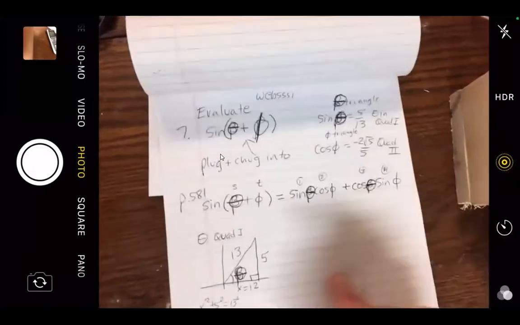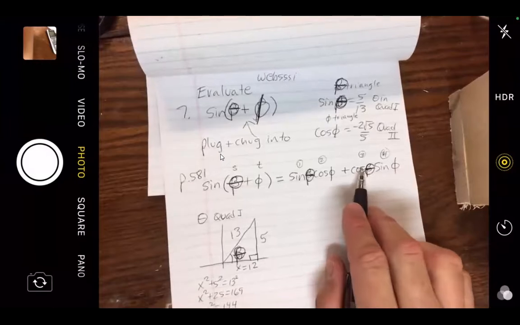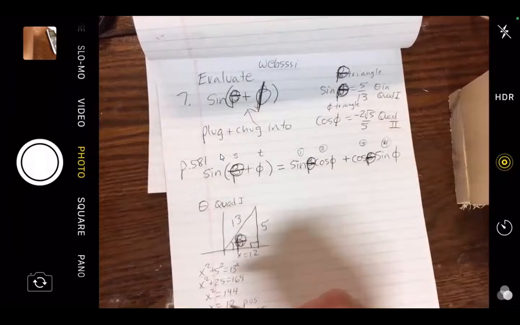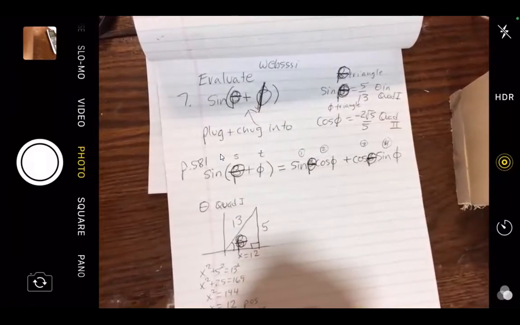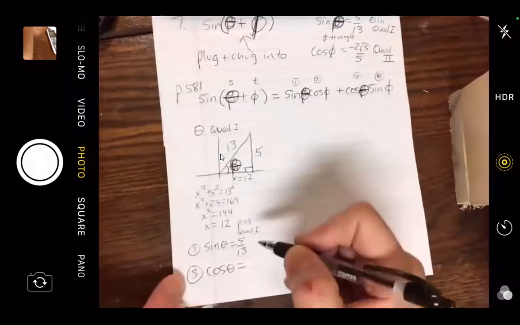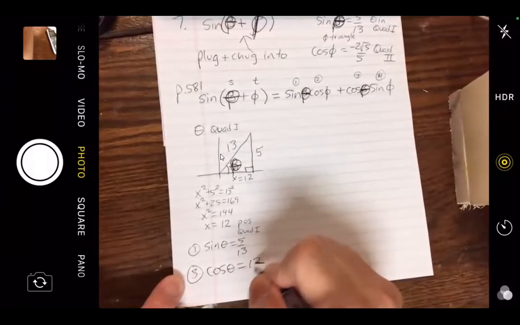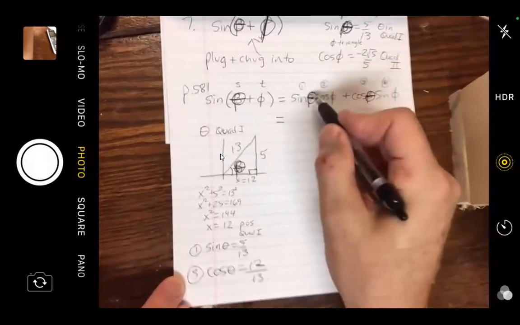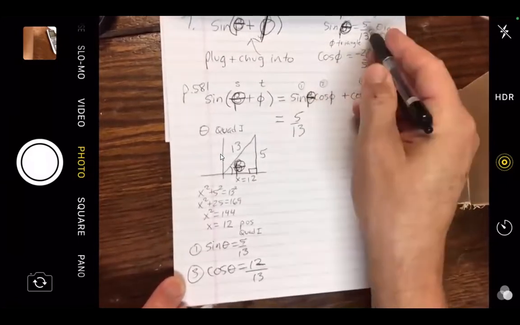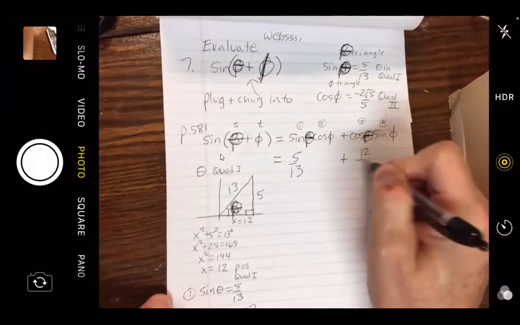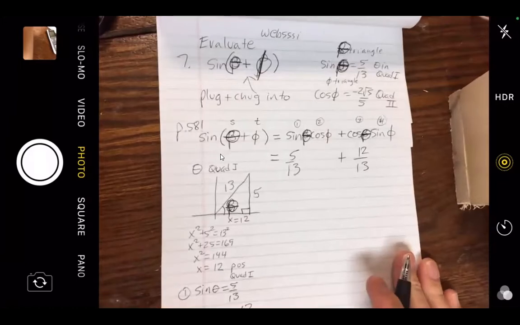Okay, so you're going to need piece 1 and piece 3 here. Now they already gave you piece 1. In effect, piece 1, sine theta, is 5/13. That was given, and you need piece 3, cosine of theta, which is 12/13. So if you want to fill those pieces in, you have piece 1, 5/13, which was given. You really didn't need the triangle. And then plus, and piece 3 is 12/13.